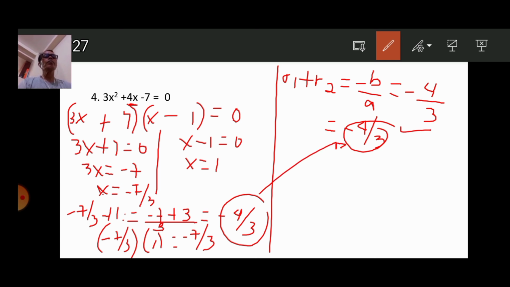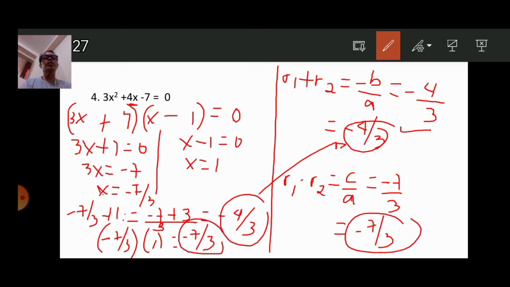So check. If you are going to use the formula in finding the product of the roots, you have r sub 1 times r sub 2 is equal to c over a, which is equal to c is negative 7 over a is 3. So therefore, you will have negative 7 over 3. So you have negative 7 over 3.